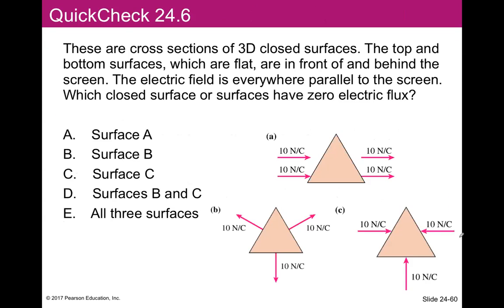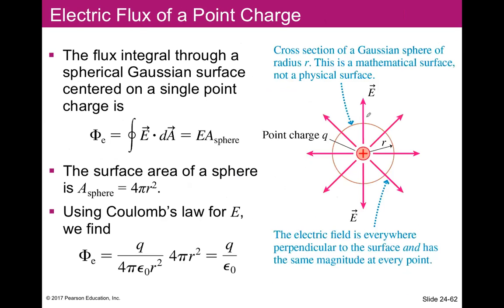The same thing here. E at the surface is always constant in magnitude, and the direction is always perpendicular to the surface. So finally, you get flux phi equals E times A, where A is the surface area of the sphere. And the surface area of a sphere is 4 pi r squared. So it equals E times 4 pi r squared.